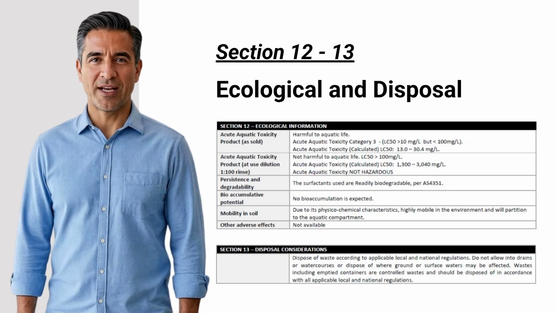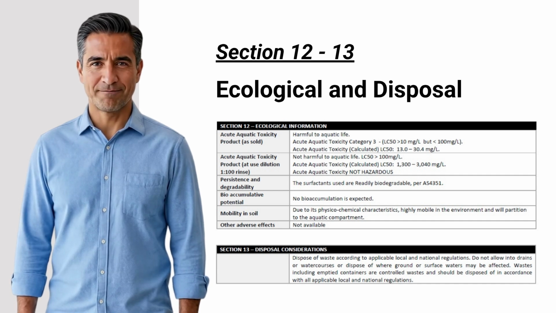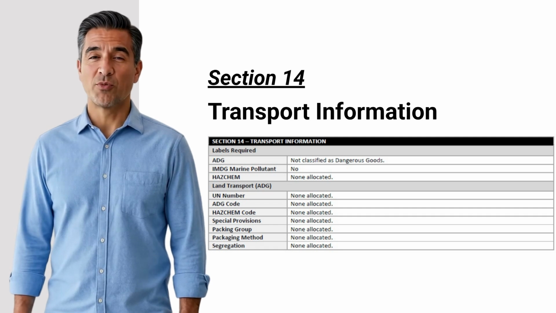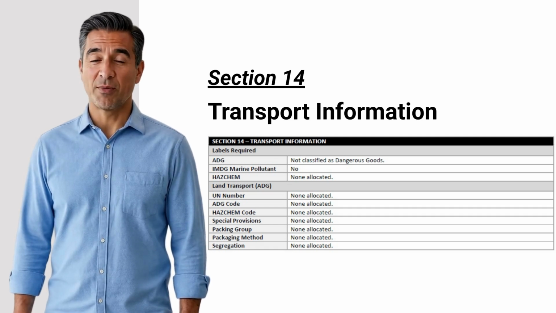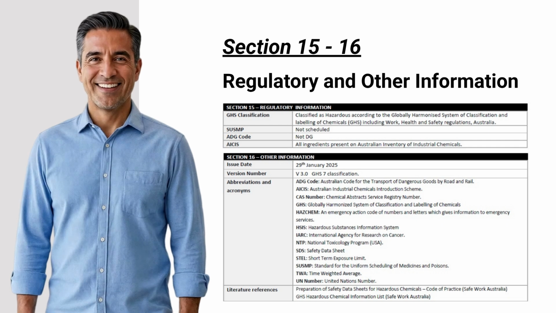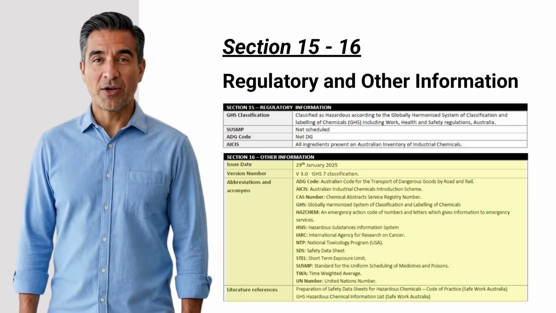Sections 12 and 13 document the potential for damage if large amounts are released into the environment and how best to dispose of the product in a safe and responsible manner. Section 14 provides information on transport restrictions and limitations on the transportation of the product and if it needs segregation from other chemicals while being transported. Sections 15 and 16 explain what classification, if any, the product has received and other relevant information.